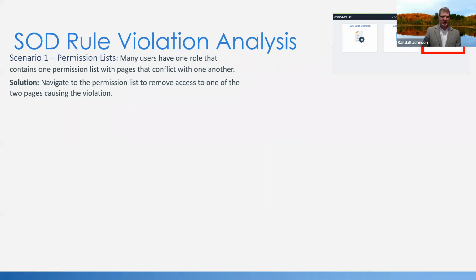So you could have users that have multiple roles, many of which might have a permission list that causes a conflict. Okay, so the first thing you want to do is find out how many permission lists out there exist that cause the violation themselves. In other words, the permission list itself is embedded with two pages that shouldn't coexist. Okay, this is sort of the root cause of many issues.